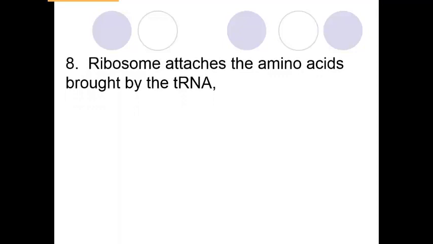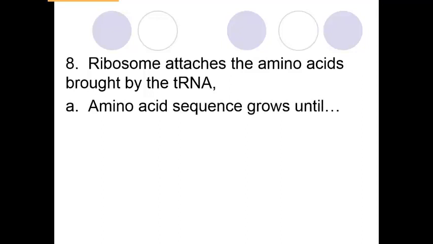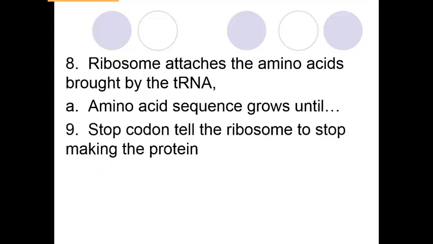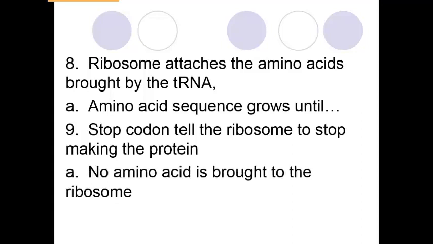The ribosome is going to attach these amino acids that the transfer RNA brings, and the amino acid sequence is going to continue to get larger and larger, and transfer RNAs are going to keep bringing amino acids in until the ribosome eventually reads what we call a stop codon. That's another 3-letter sequence, and it tells the ribosome to stop making the protein. It's done. However many amino acids have been assembled, that's how large the protein is. There is no amino acid that gets brought at that point. The protein that has been made is finished.